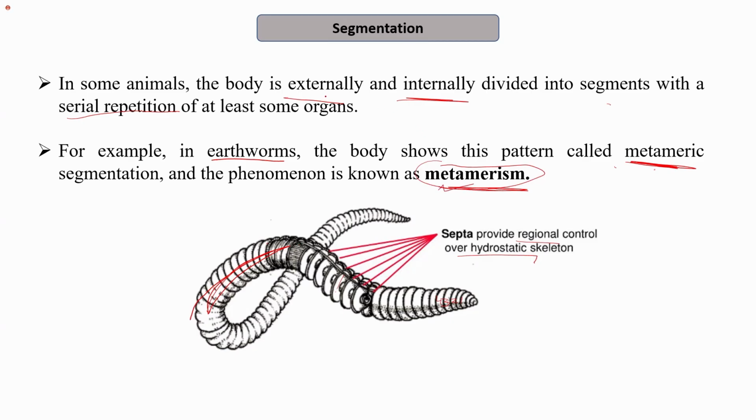So in some animals, the body is divided externally as well as internally into segments, and therefore they are said to have proper segmentation, while in others the segmentation is absent.